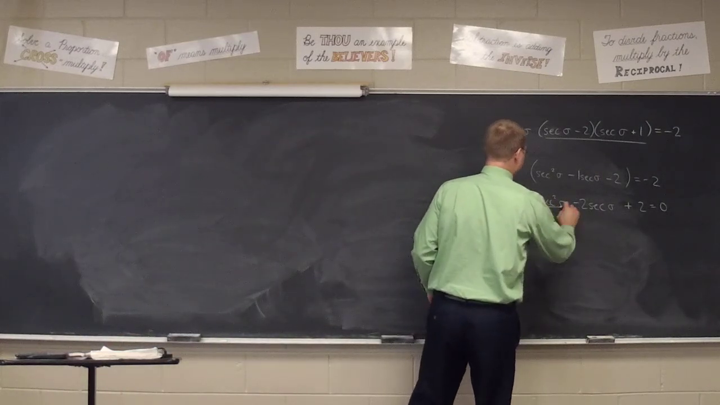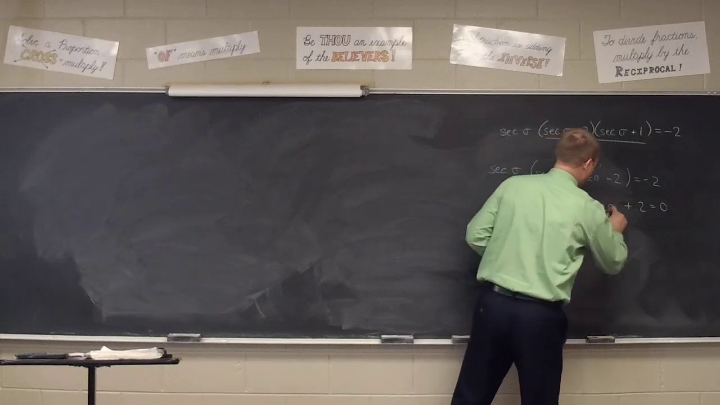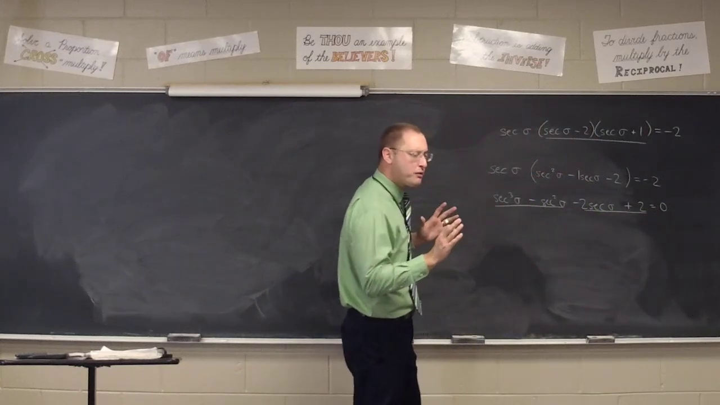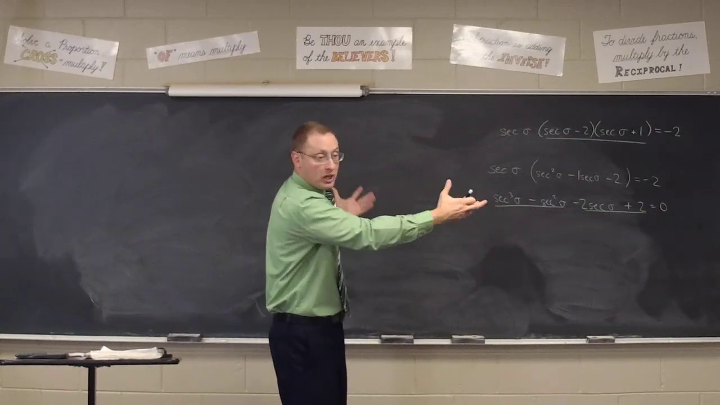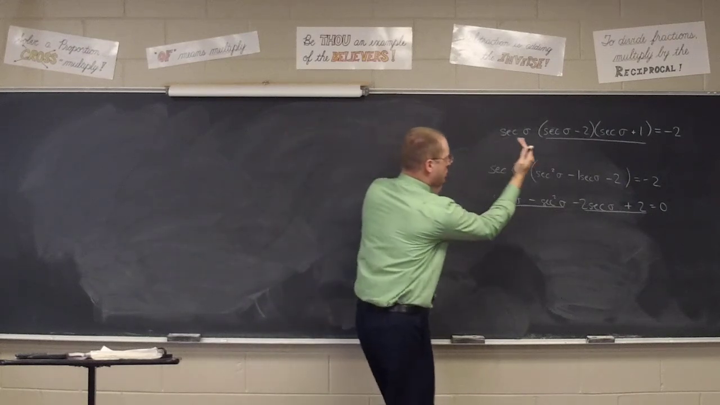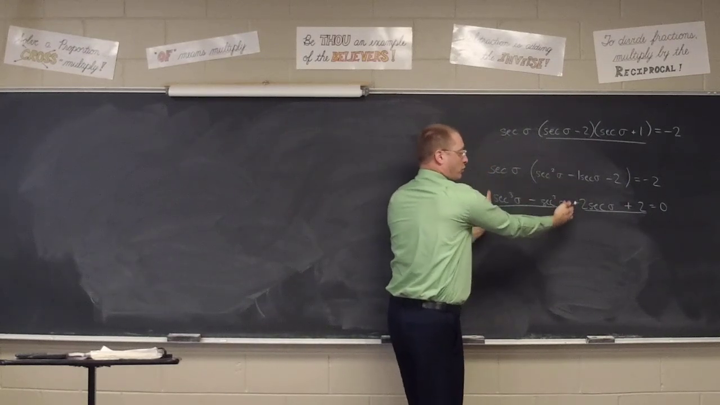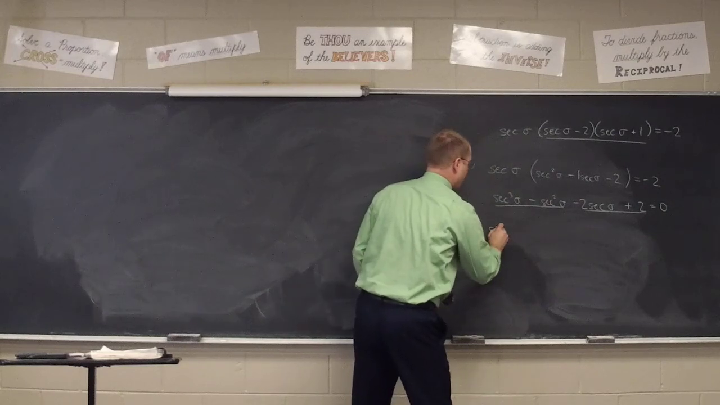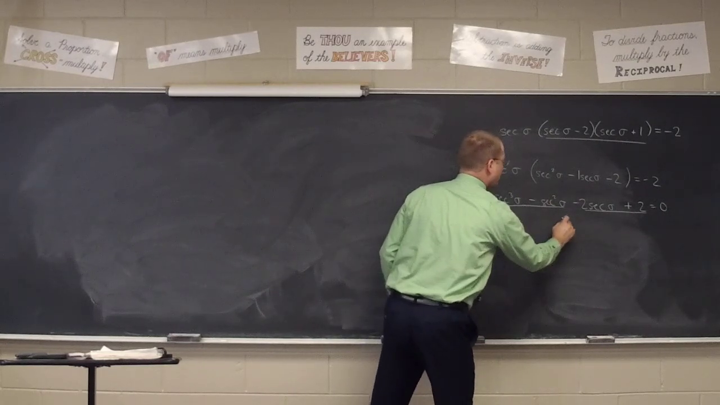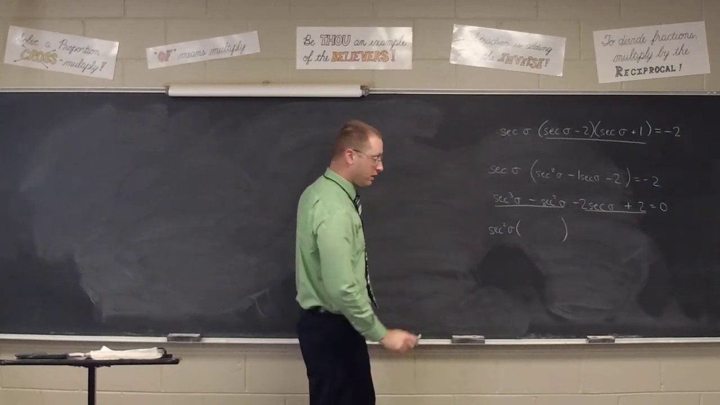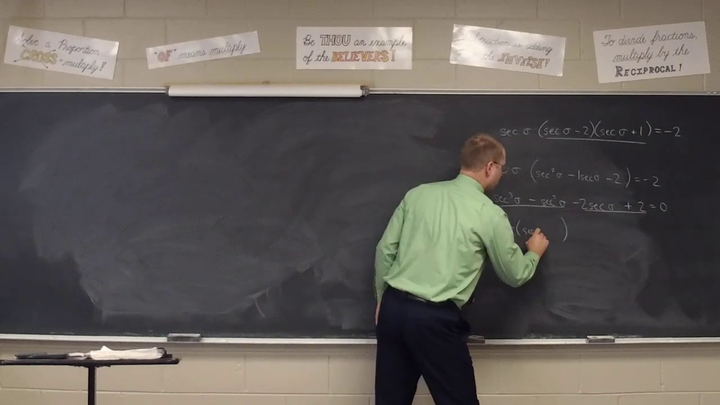We look at the first 2 terms as a little group. We look at the last 2 terms as a little group, and we ask ourselves, there's nothing common to everything, but in the first 2 terms, what is common in that little group? Secant squared. We factor out a secant squared sigma just from that little group to be left with secant sigma minus 1.